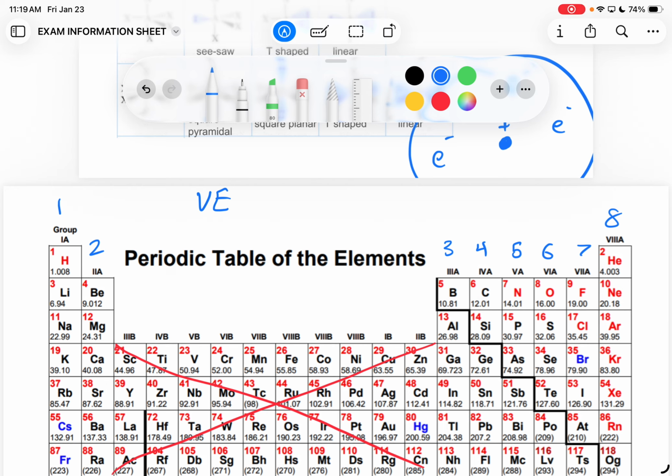So if we want to draw the Lewis dot symbol of chlorine, it should have 7 dots around it: 2, 2, 2, and 1. If we want to draw phosphorus, it should have 5. So it should look like 1, 2, 3, 4, 5. That's how we do it. We go around in a circle. We pair them up when we need to.